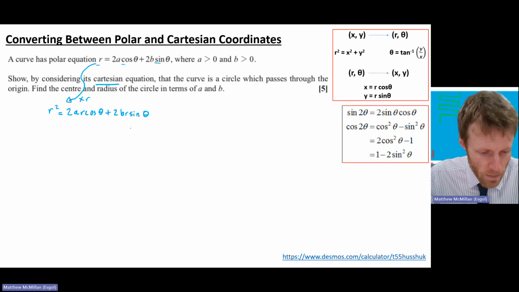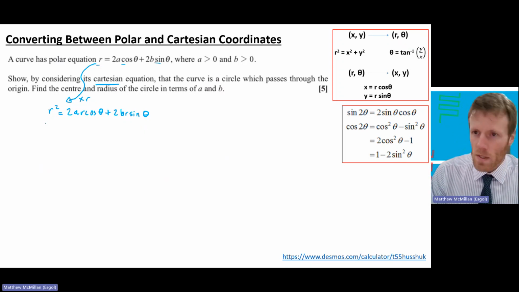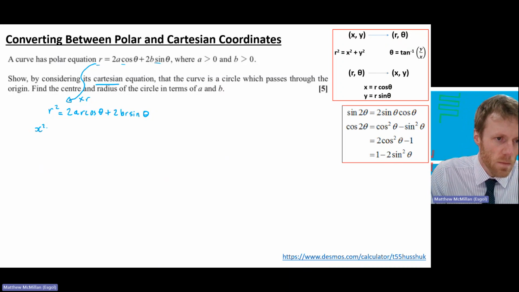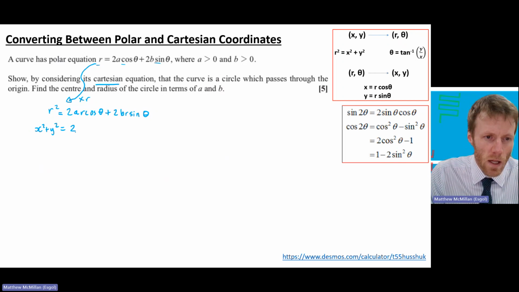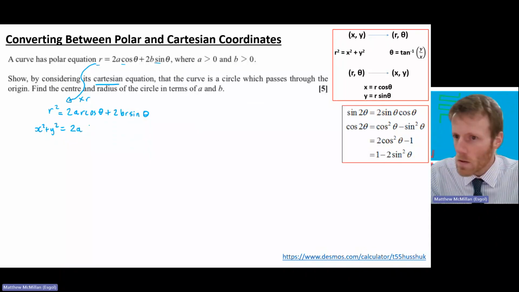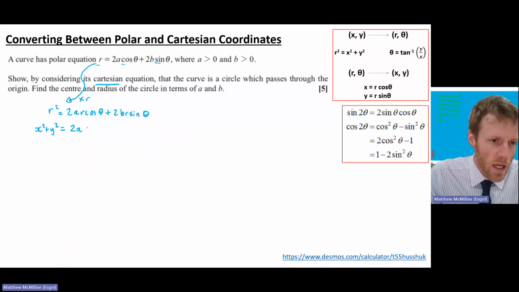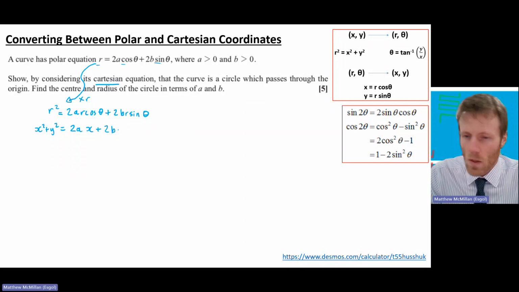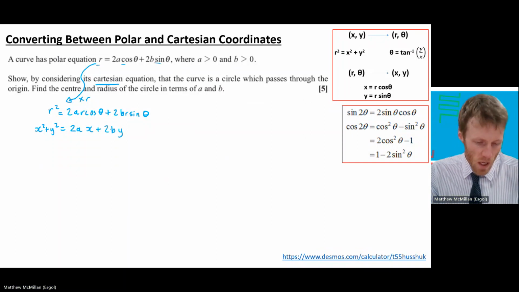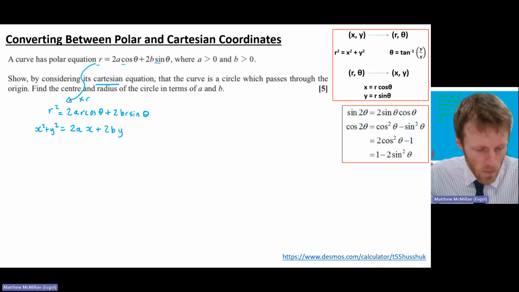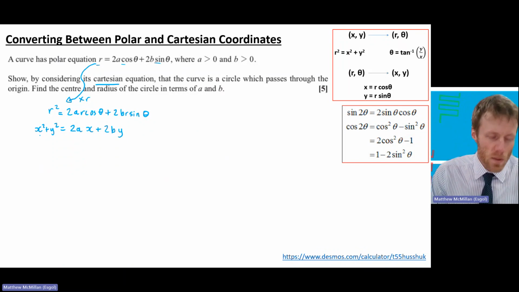Now this is looking much better because I've now got direct replacements for r squared, which is x squared plus y squared. 2a, I'll have to keep that. And then r cos theta, I've got a replacement for that, that's x. And r sine theta, oh, we have to keep the 2b, r sine theta is y. This is already looking very circly, x squared plus y squared.